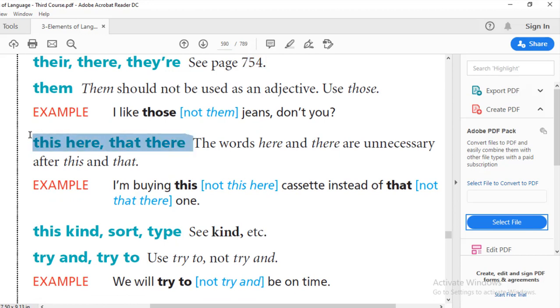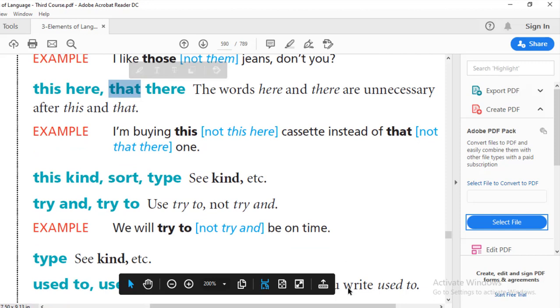This here and that there. What's the problem here? Let's say that whenever you use the word "this," don't use "here" after it. And whenever you use the word "that," don't use "there" after it, right? Like "I am buying this cassette," right? So don't say "this here." Don't use them together. Use only "this" or "that."